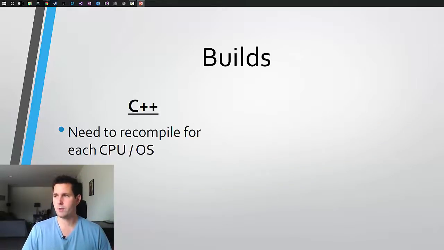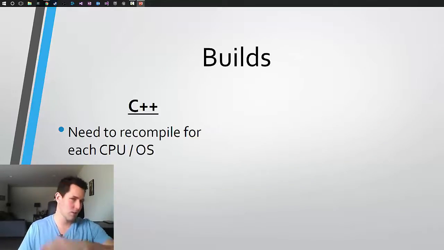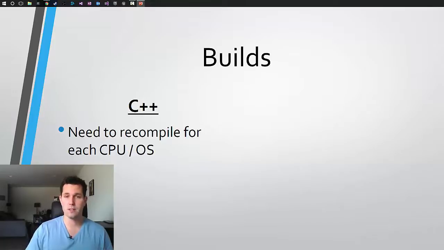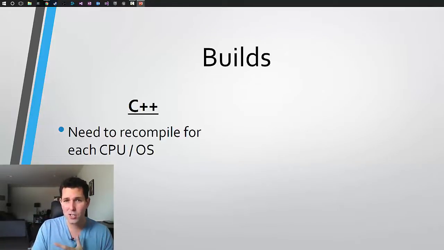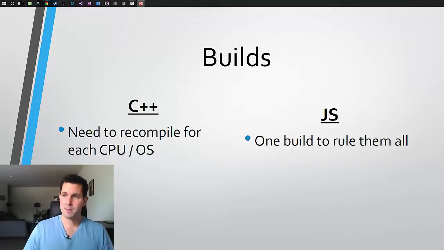So builds. For C++, we need to recompile for each CPU or each operating system, right? So OS X, I have to have a build there. For Windows, you need to have a build there. And then is it an x86 version, 64-bit version, right? For something like JavaScript, you have one build to rule them all, right?